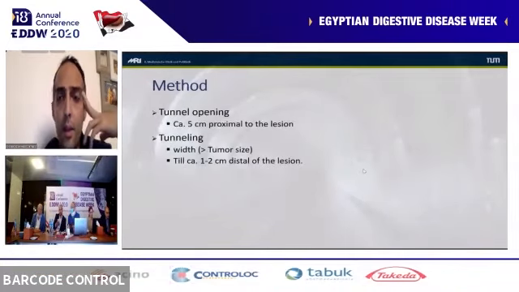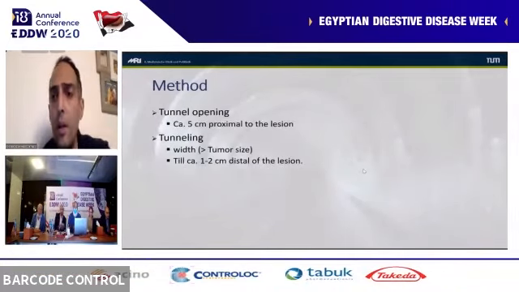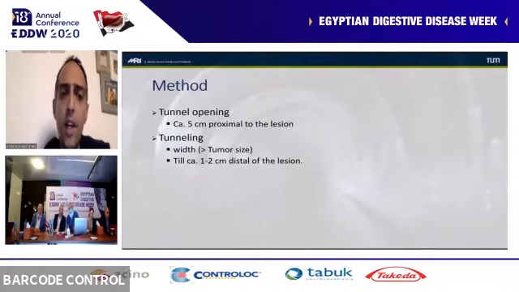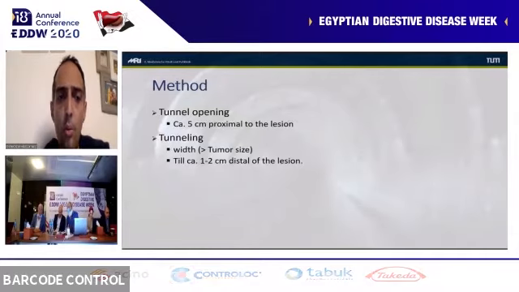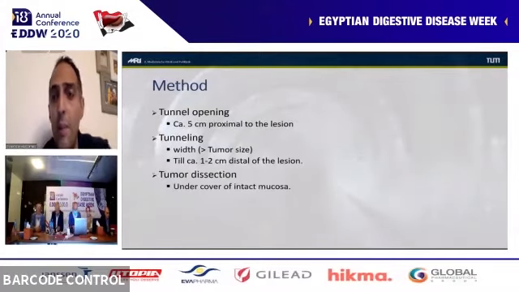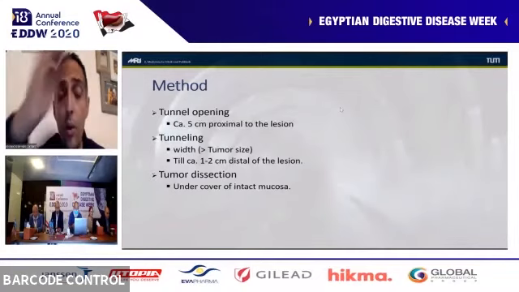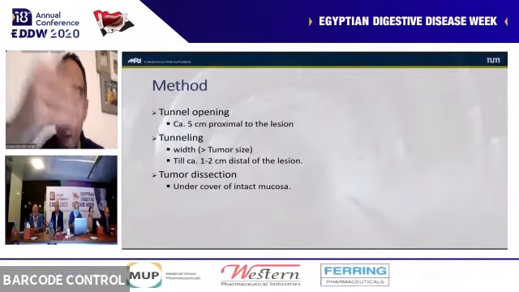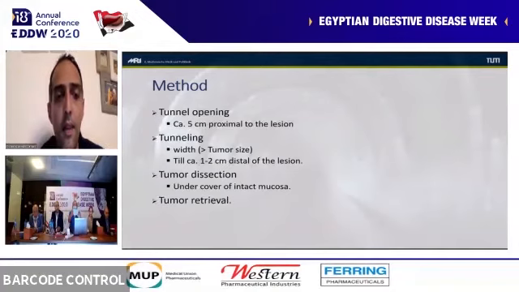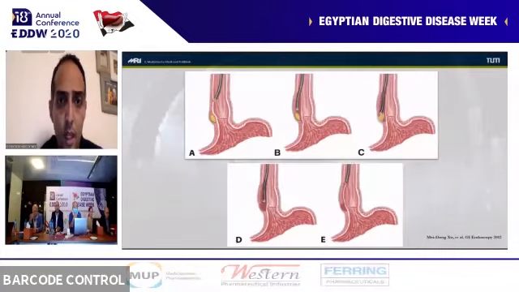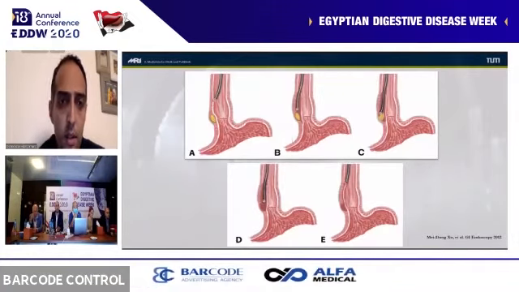So the method, first of all, tunnel opening. We have to open the tunnel. I think Dr. Sharif already demonstrated very well how to make the tunnel, how to open it, and how to close it. What will come in between is that we will reach the tumor through this tunnel and dissect the tumor from the mucosa and from the submucosa, from front and from behind, and then we will retrieve the tumor, and as in POEM, we will close this tunnel. I think also that is similar to the POEM.